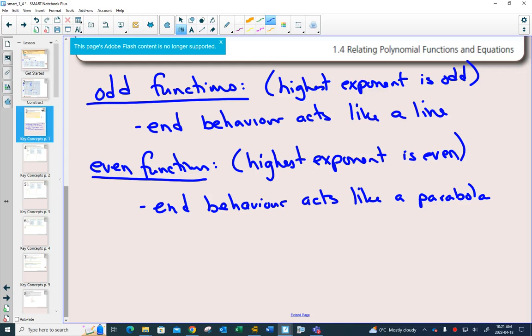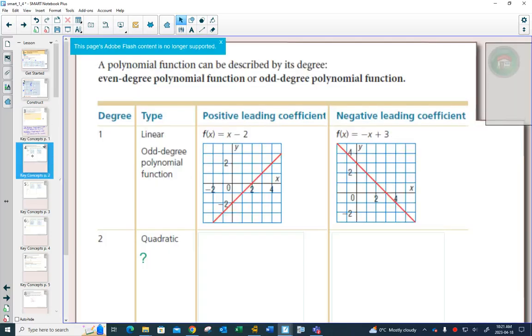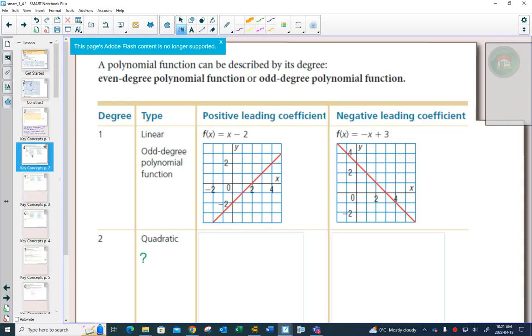So what does this mean? Well, we'll start with lines and parabolas just to remind ourselves what lines look like and what parabolas look like. Here we have a line. If you have a positive leading coefficient with a line, in other words, here in front of the x there's a positive 1, that would mean its slope is positive, and you know that positive slopes always go up from left to right. Negative slopes always go down from left to right.